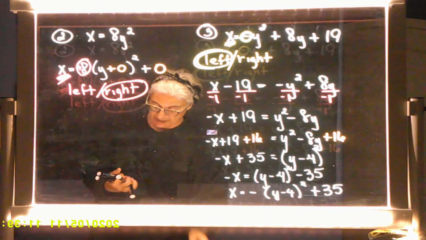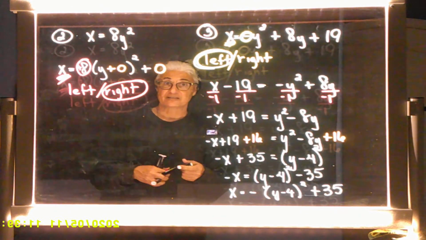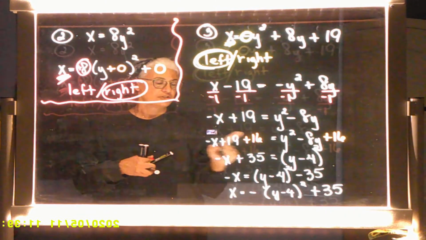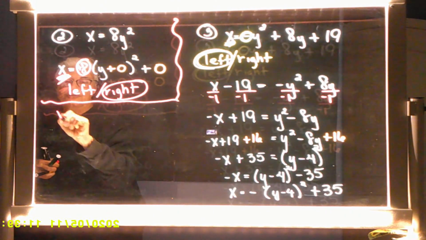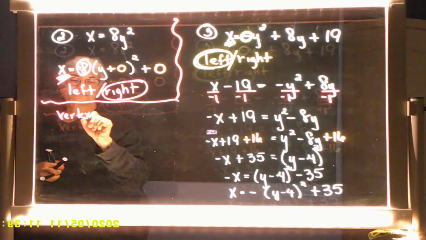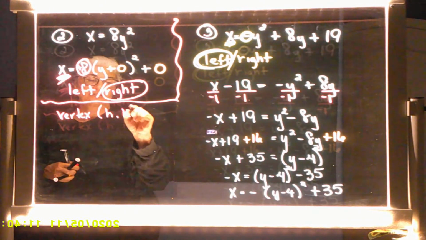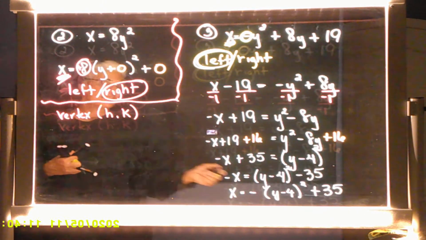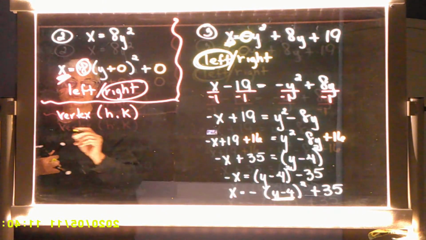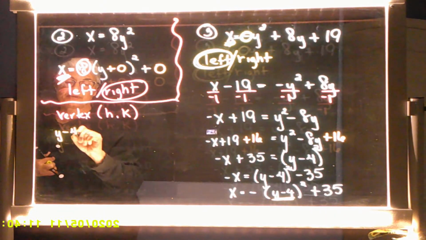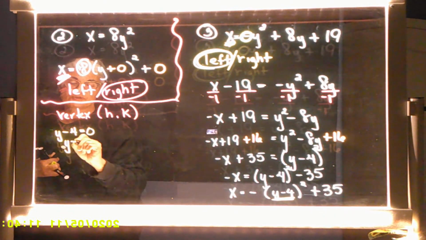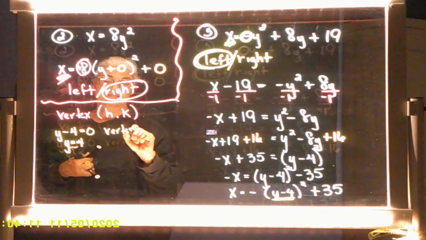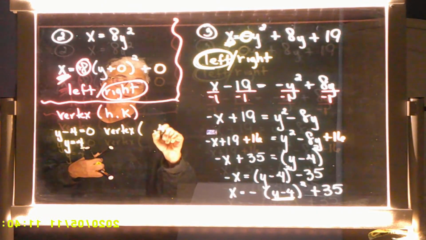So remember, they did ask us to find the vertex, didn't they? So for this particular problem, your vertex, remember that's HK, isn't it? Which one's easier to find first? Yeah, the K, because the y minus 4 is in parentheses. So I have to take y minus 4 equal to 0, which means y equals 4, which means for my vertex, I know the y value is 4.